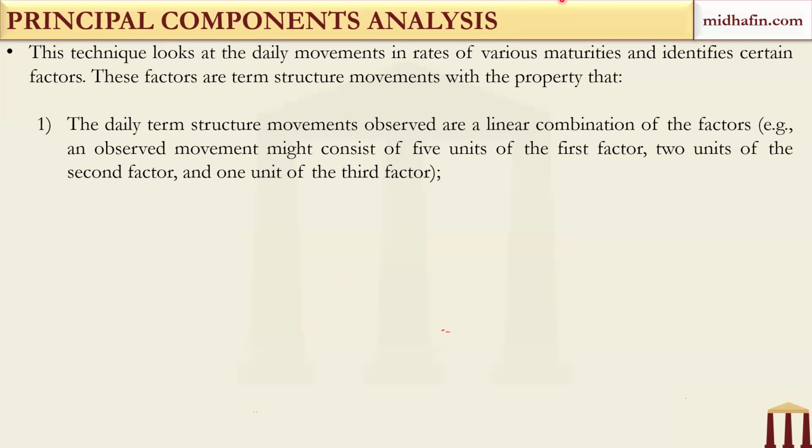So here the idea is that the daily term structure movements observed are actually a linear combination of the factors. For example, an observed movement might consist of 5 units of first factor, 2 units of second factor, and 1 unit of third factor. As I said, there are 3 risk factors identified using PCA, and these factors may not have a name. What is the first factor? Is it demand? Is it supply? Is it credit risk? Is it credit spread? No, it's nothing. It's simply the first factor.